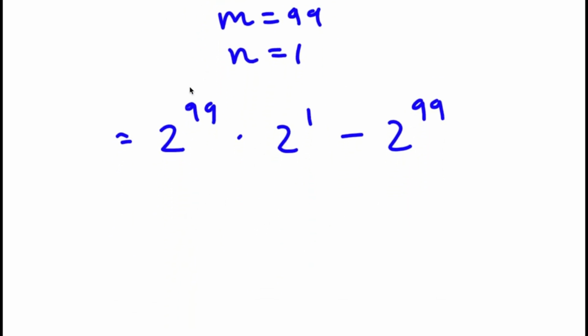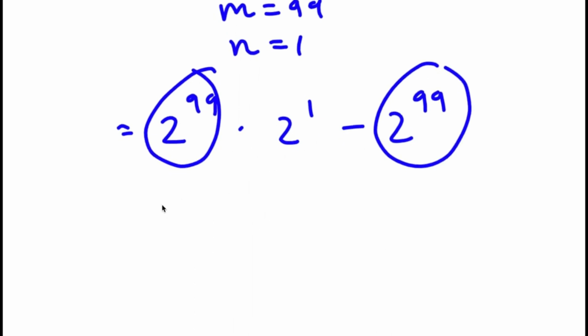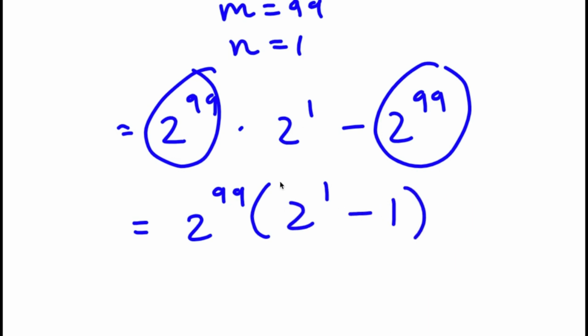Now from here, as you can see, both terms have 2 to the power of 99 in them, so I'm going to simply factor out 2 to the power of 99. So now I have 2 to the power of 99 times, well, 2 to the power of 99 times 2 to the power of 1 divided by 2 to the power of 99, well, all that's going to be left is 2 to the power of 1, and negative 2 to the power of 99 divided by 2 to the power of 99 is negative 1.